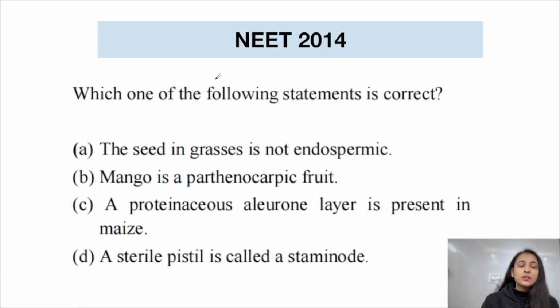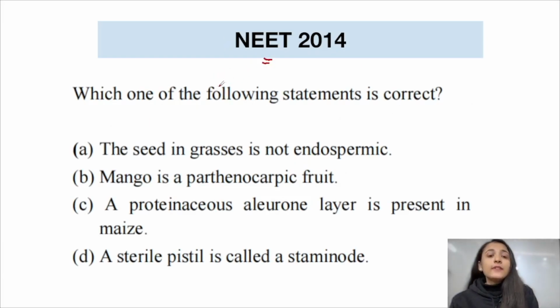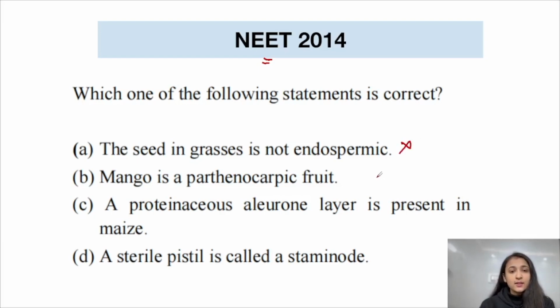Now this question is from NEET 2014. We have to tell which of the following statements is correct. The seed in grasses is not endospermic. Is this statement correct? No, it is not correct. Grasses belong to monocots. And most of the monocots are endospermic except some orchids which have non-endospermic seeds.